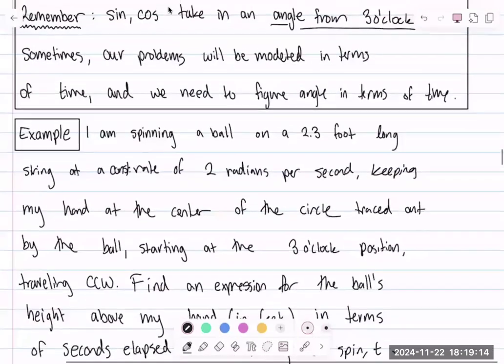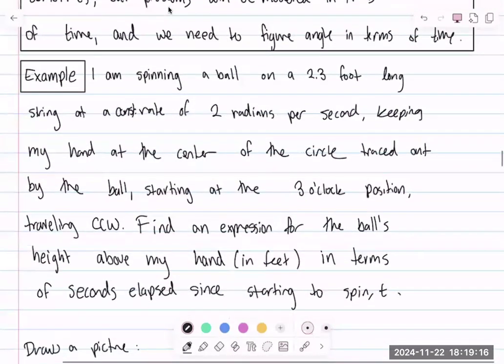Okay. Here was a classic example that you probably did in class. I am spinning a ball on a 2.3 foot long string at a constant rate of 2 radians per second, keeping my hand at the center of the circle, traced out by the ball. I start at the 3 o'clock position and I travel counterclockwise. I want to find an expression for the ball's height above my hand in feet in terms of seconds elapsed since starting to spin, which I'll call t. This is a lot, and so you might get overwhelmed by this, but let me just point out some things.